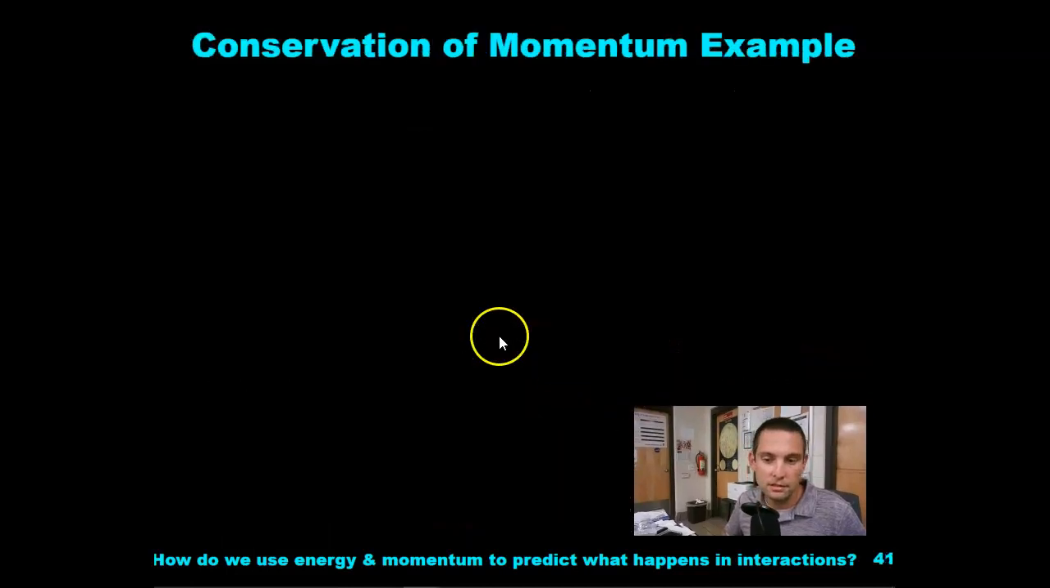So a collision is when you start with two objects and they crash. They're either going to crash and stick together, or they're going to crash and separate. Another way to look at it would be an explosion, where you start with one object, something happens, and then boom, they're apart.